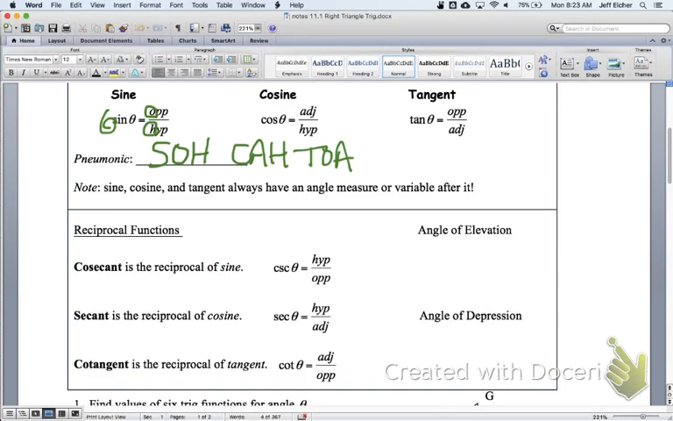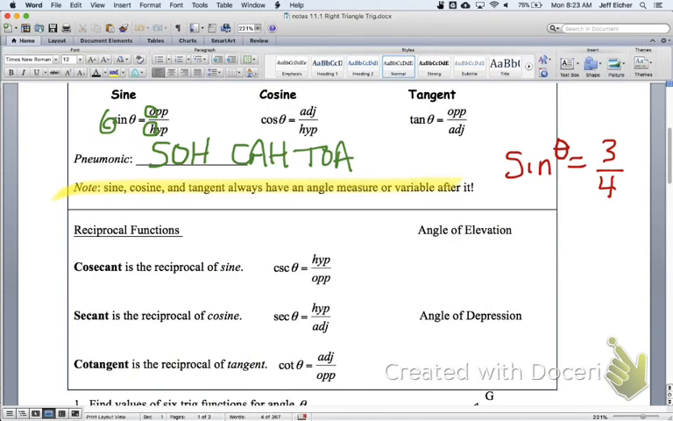My note here is an important one. Sine, cosine, and tangent always have an angle measure or variable with it. The problem that I'm referring to, some students like to write it like this: sine equals 3/4, and sometimes even how we talk is not as precise as we should be. We should have sine of an angle equals 3/4. If you write it as sine equals 3/4, you'll get confused. What are you actually solving for?